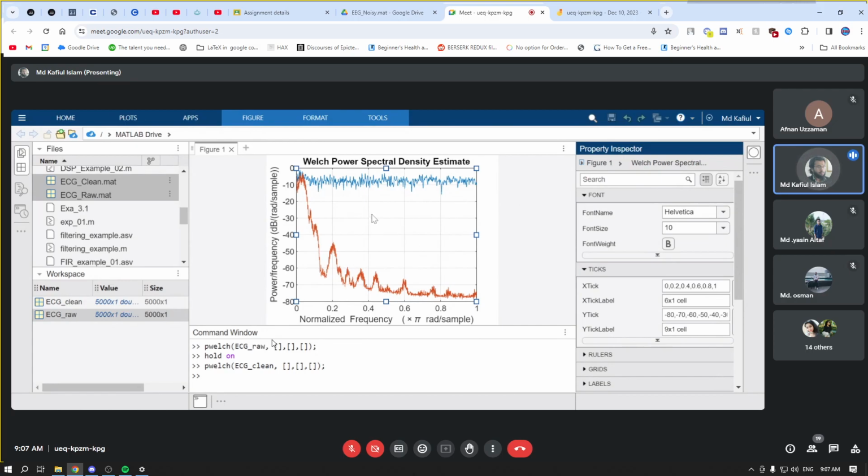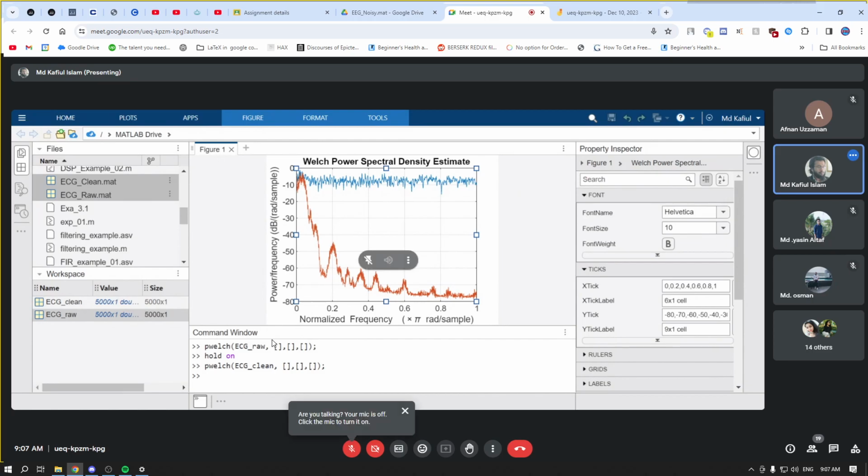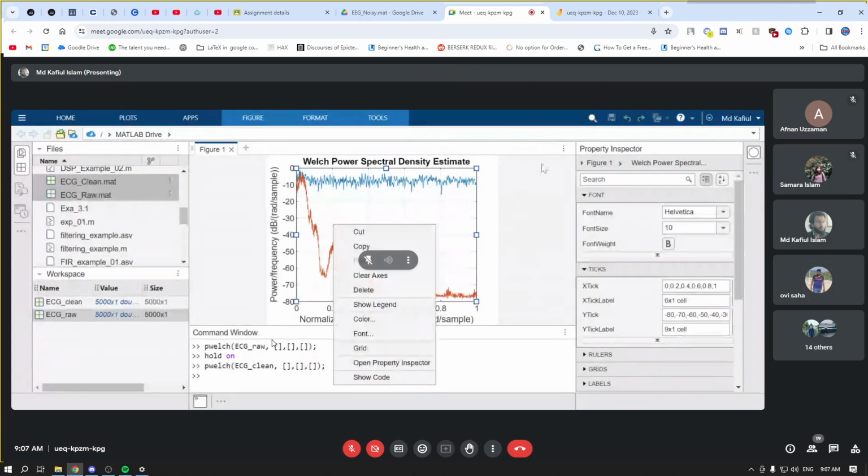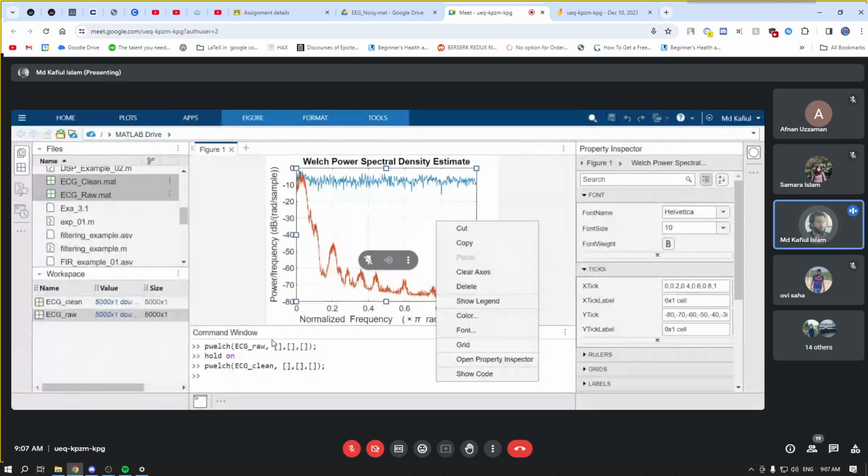So can you see something from this? What do you expect now? What kind of filter should you use? Low pass. Yeah, low pass, but we have to find out the cutoff frequency now, right? The low pass.